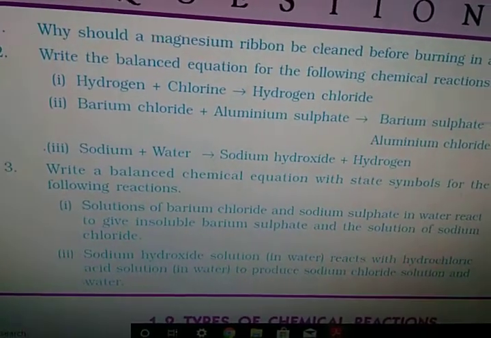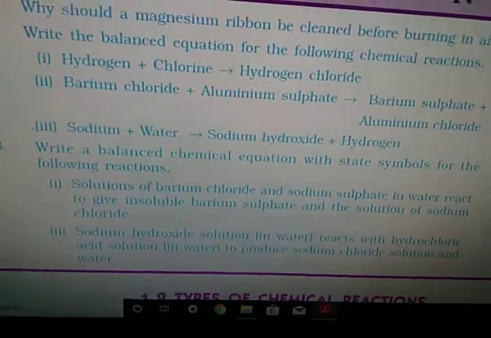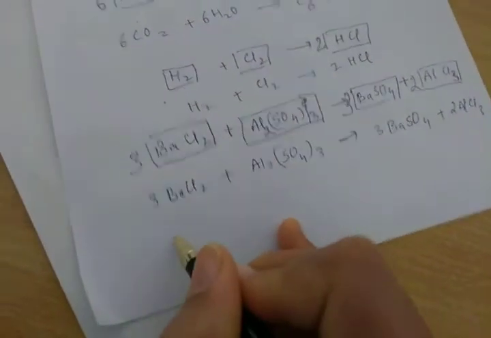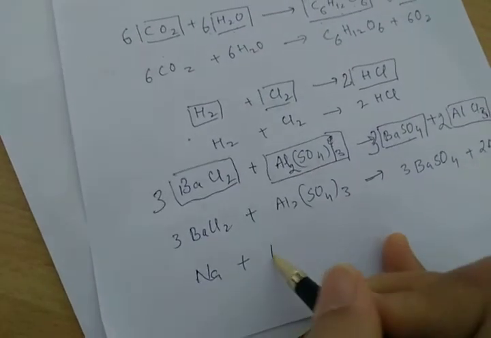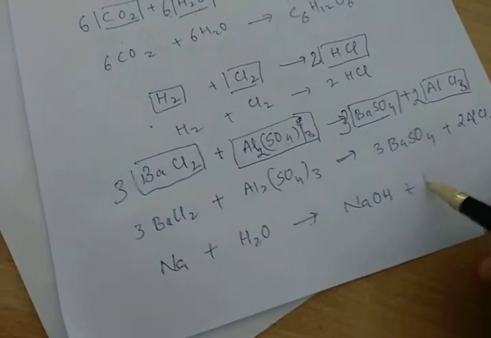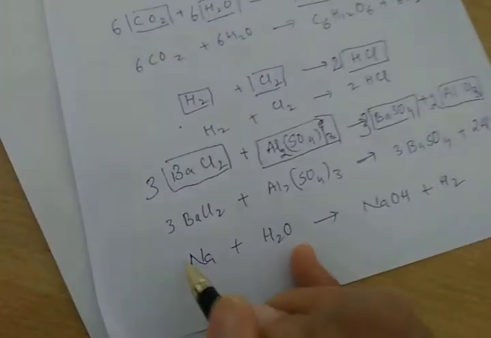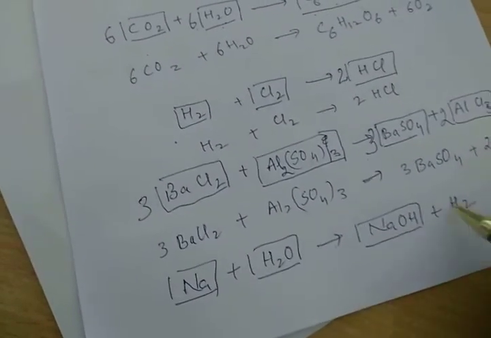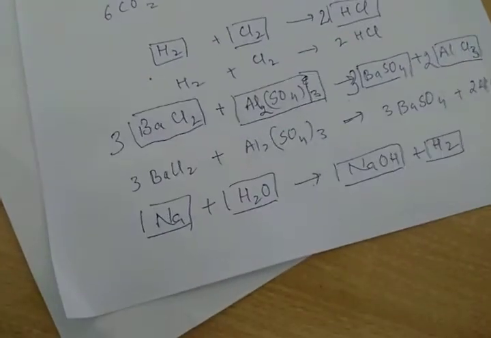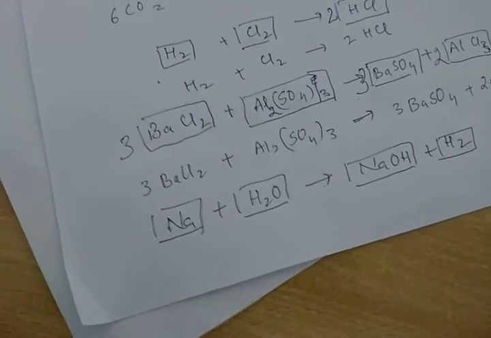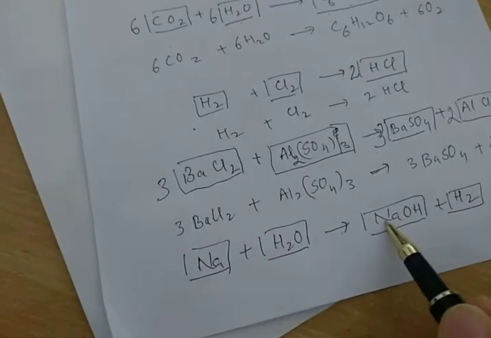Sodium plus water changes into sodium hydroxide plus hydrogen. First you convert the word equation into the chemical equation. This word equation is Na, sodium, plus water changes into NaOH plus hydrogen. This is the skeletal equation. Now encircle all of them. Check one by one. On the left side, sodium is 1, both sides.